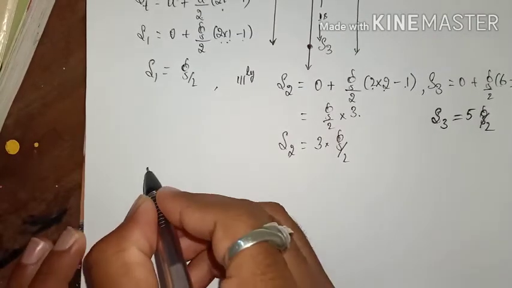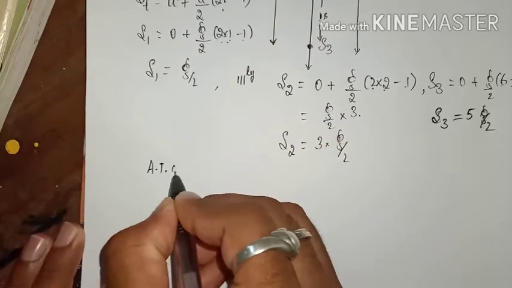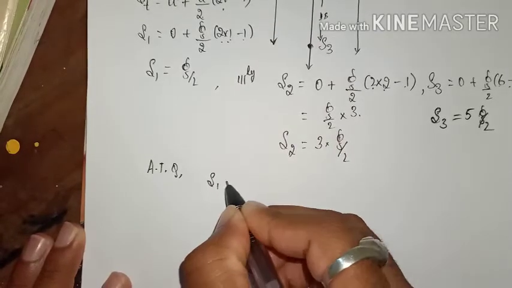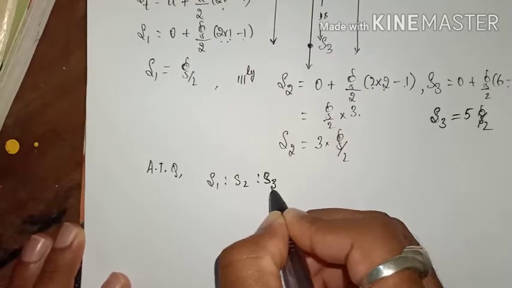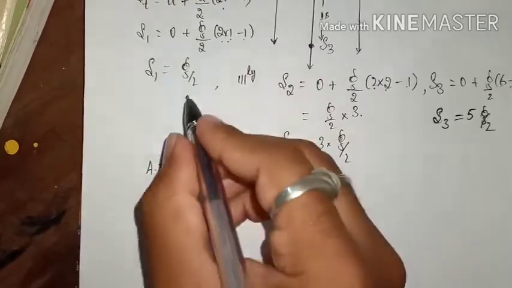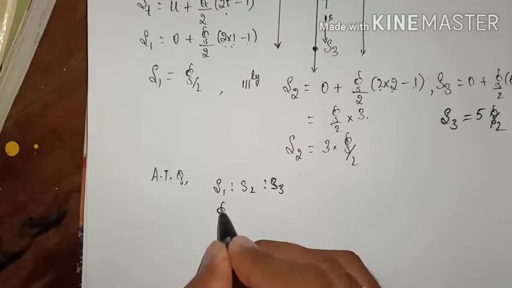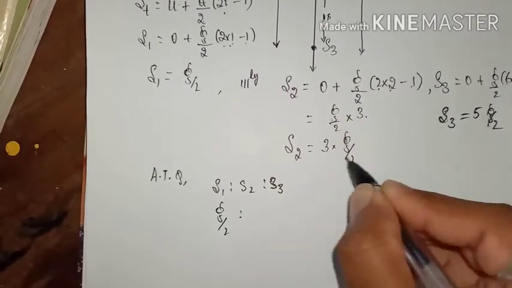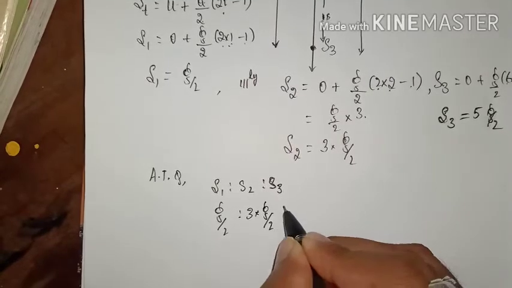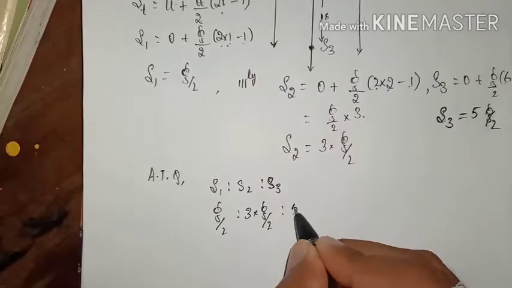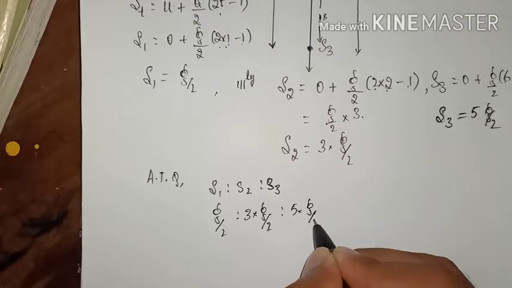Now as per the question, we have to find the ratio of S1, S2 and S3, right? S1 is nothing but g divided by 2. S2 is 3 into g divided by 2. And S3 is 5 into g divided by 2.